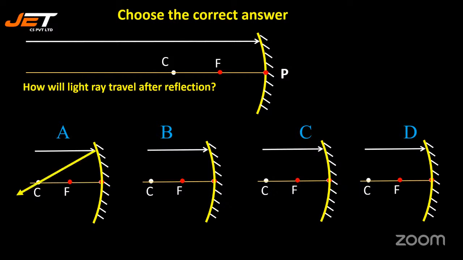So the first option says through center of curvature. Second option says through focus. Third option says parallel to the principal axis. Fourth option says somewhere between focus and the pole. Which of these options is correct? You can mention 1, 2, 3, or 4. Or sorry, A, B, C, and D.